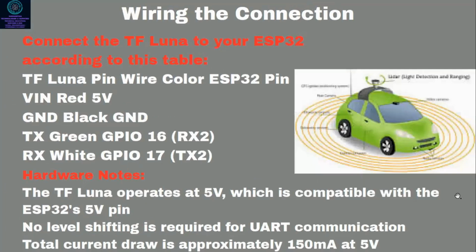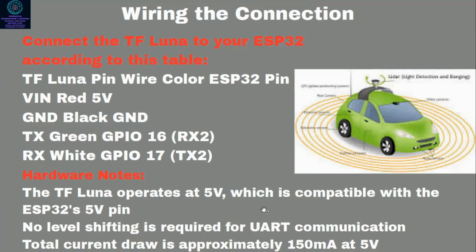All right, so the wiring and connections are from TF Luna to your ESP32. The first pin of TF Luna is connected to 5 volts. Please give it a 5-volt supply, that is VIN of the ESP32. Ground will be common, that will go to ground. The TX green wire goes to pin number 16, that is RX2. And the RX white wire, it is a GPIO pin, sorry, is given to 17, TX2.